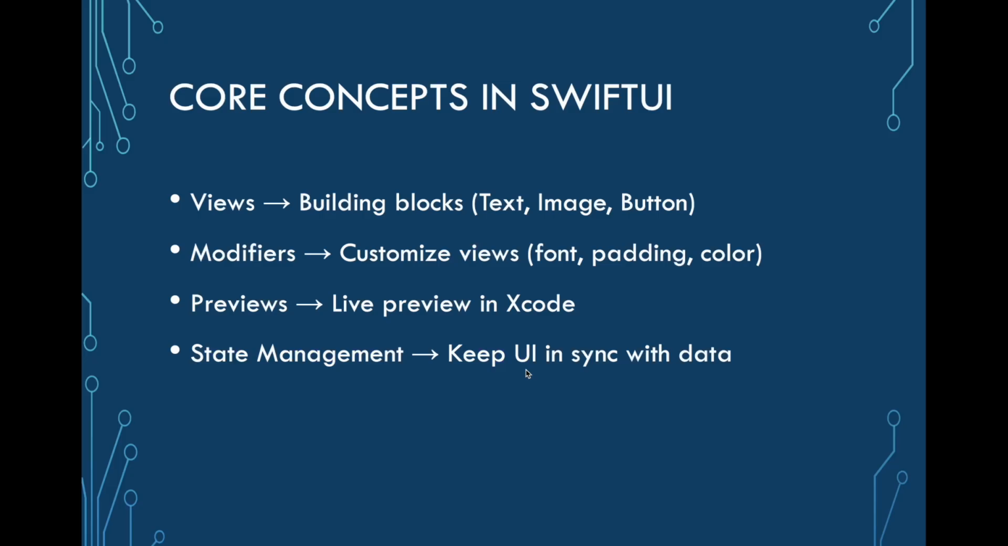There are a few key concepts you will hear repeatedly in SwiftUI: views, modifiers, previews, and state management. Views. These are the building blocks of your UI. For example, text, image, button, VStack, HStack, and so on. So what are modifiers? They let you customize your views. For example, you can change the font, color, and padding of a view.